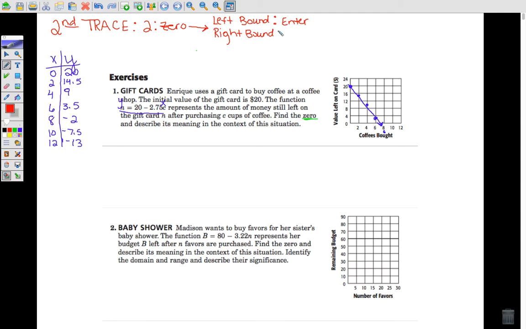So move your blinky to the right side of that 0 and hit enter. And then the last thing it's going to say is guess. And then you hit enter. After you do this, what's going to happen is that it's going to give you your answer. So if you look at the bottom of the screen, it'll say 0 equals some number.